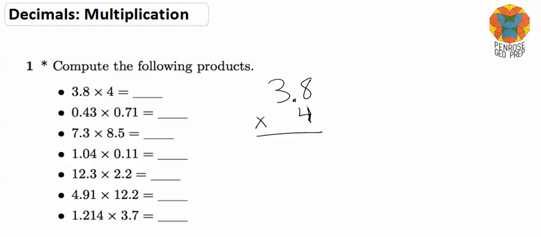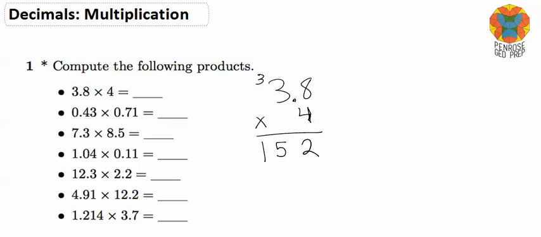So we take 4 times 8, which is 32. So we put a 2 here. We carry the 3. We do 4 times 3 is 12. And then we add the 3 from before. We get 15. And now we get an answer. Well, almost. We have to figure out where the decimal goes.